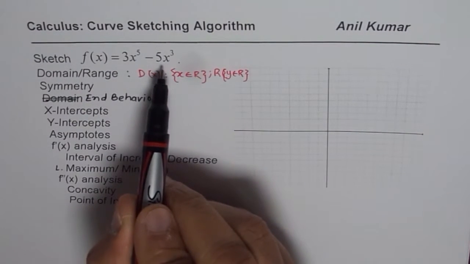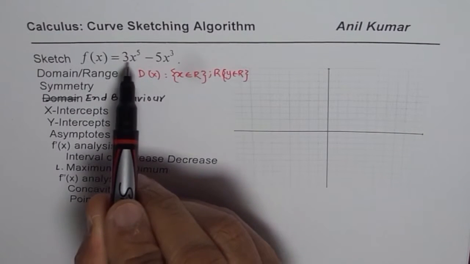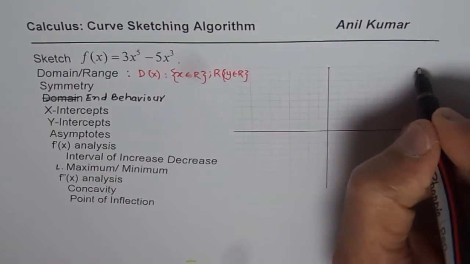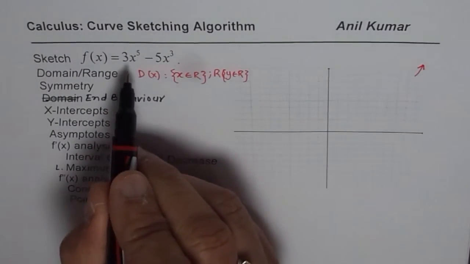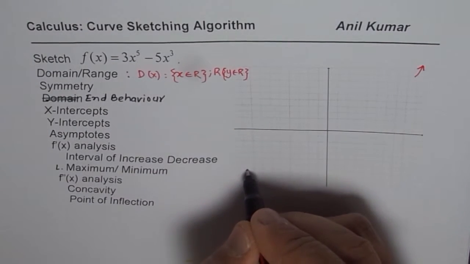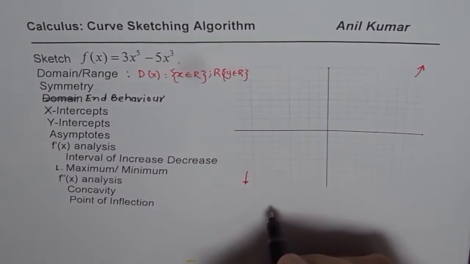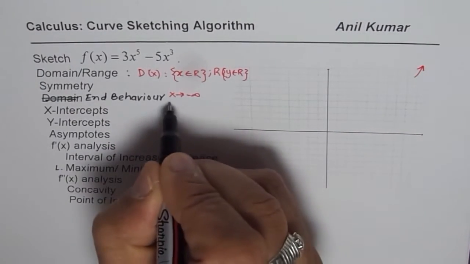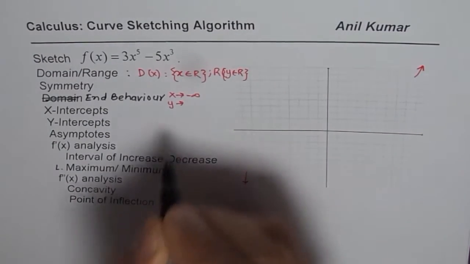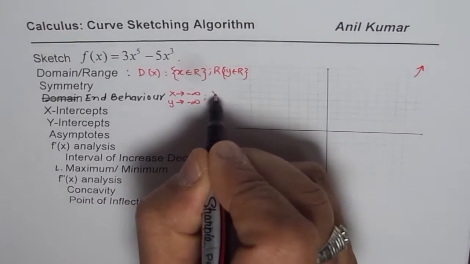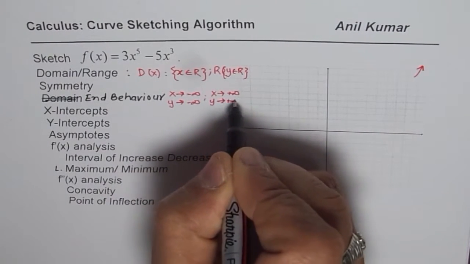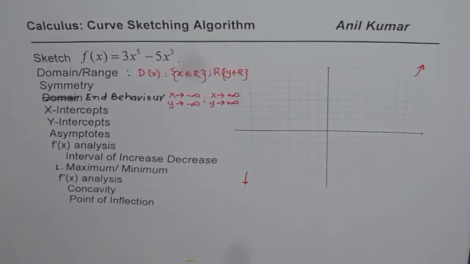Now let's go to end behavior. Since the leading coefficient is positive, right side is up. And since the degree is odd, we are looking for opposite ends, right? So end behavior is that when x approaches negative infinity, y approaches negative infinity, and when x approaches positive infinity, y approaches positive infinity, right? So from the equation directly, we can get all this information.